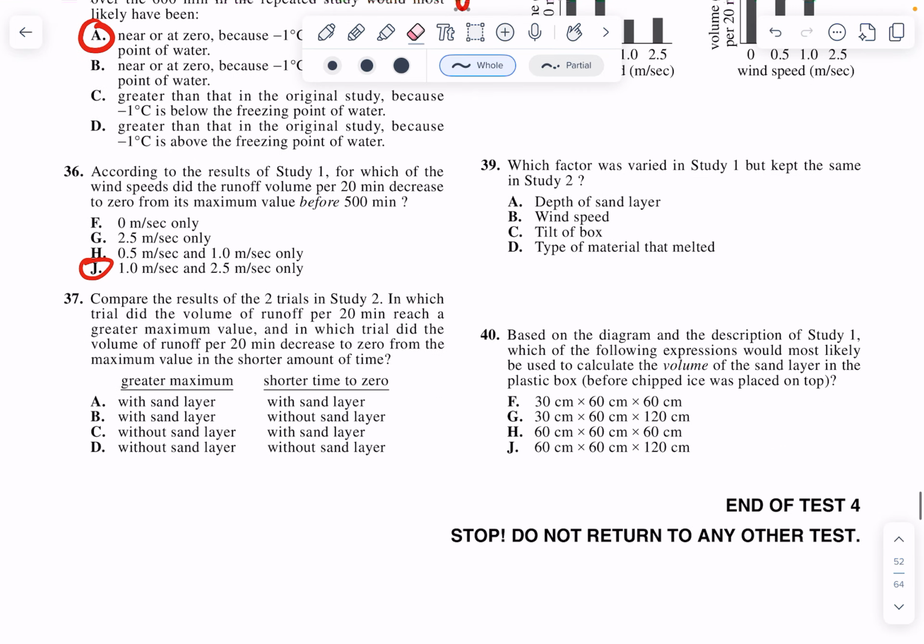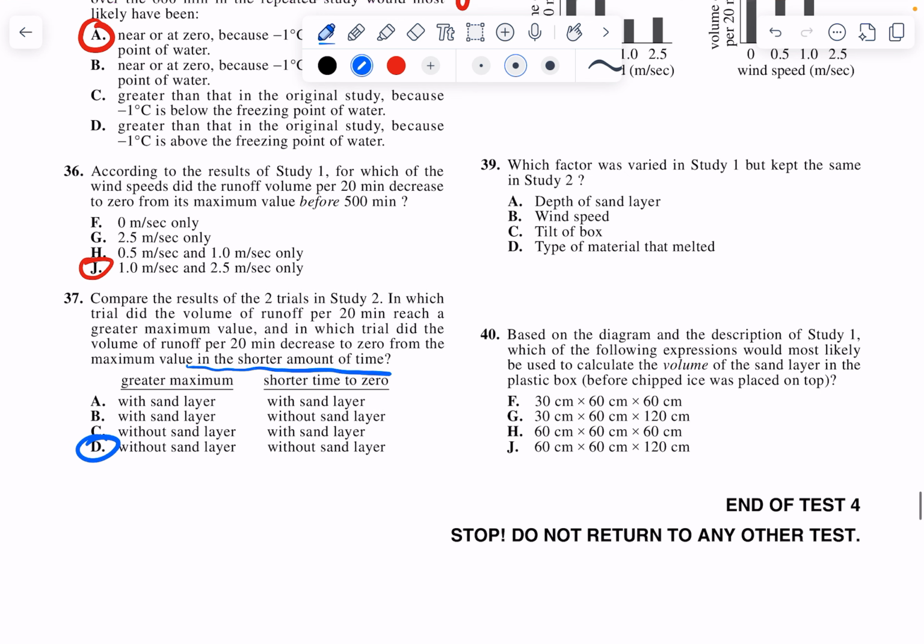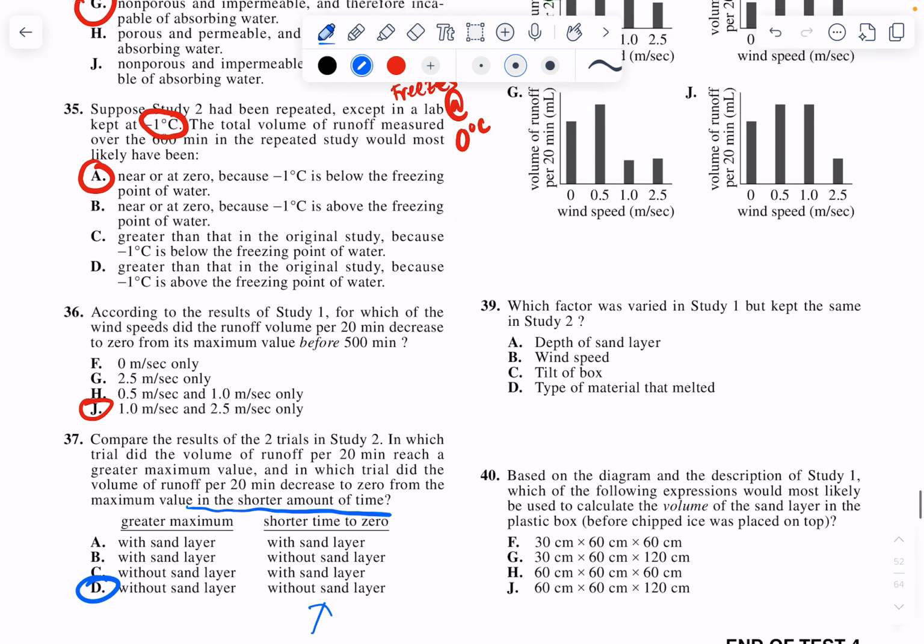So when we come down here, in which trial did it decrease to 0 in a shorter amount of time? So we want the one where the without sand had the greater maximum value and it decreased in a shorter time. So it's going to be D for 37.